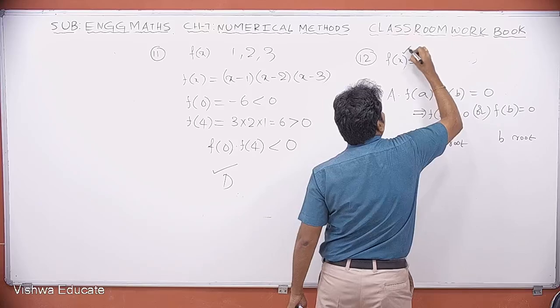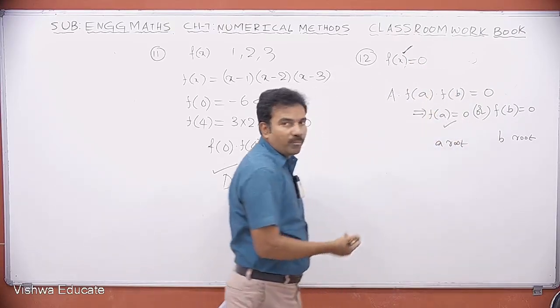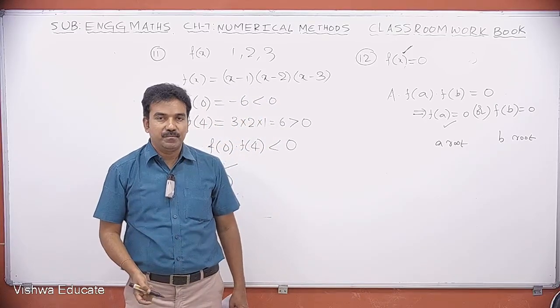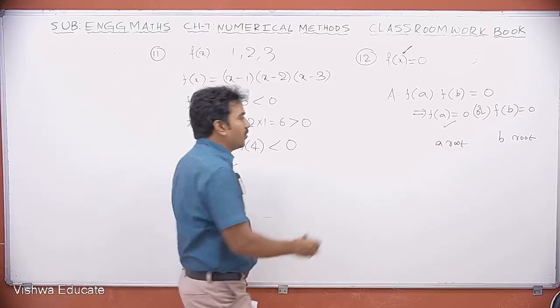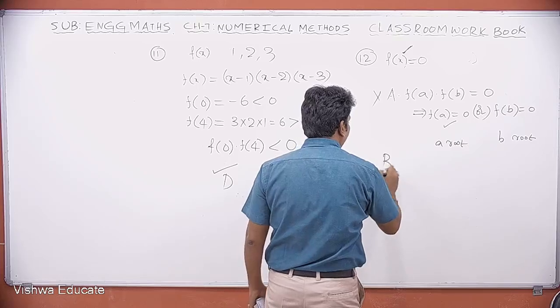It is given that this is a continuous function which has no root in this interval. So option A should not be true, because when option A is true, either a or b must be a root. But that should not be true. So therefore A must be the wrong answer.